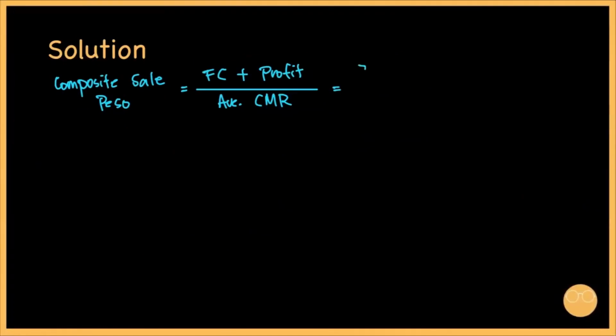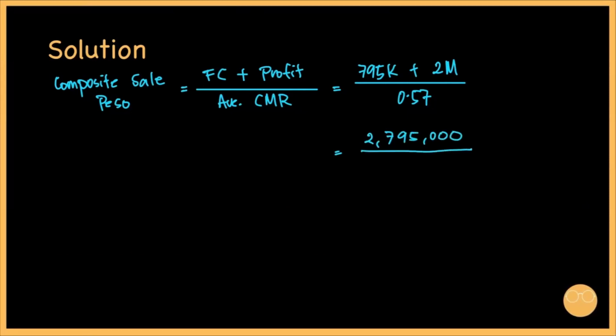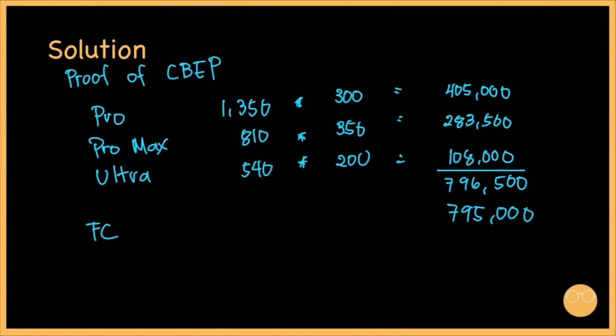So that will be 795,000 plus 2 million peso divided by 57%. And that will be 2,795,000 divided by 57%, which is 4,903,509 peso.